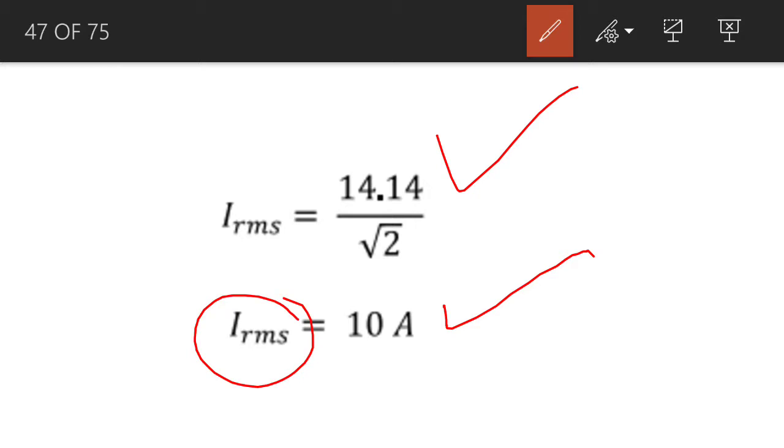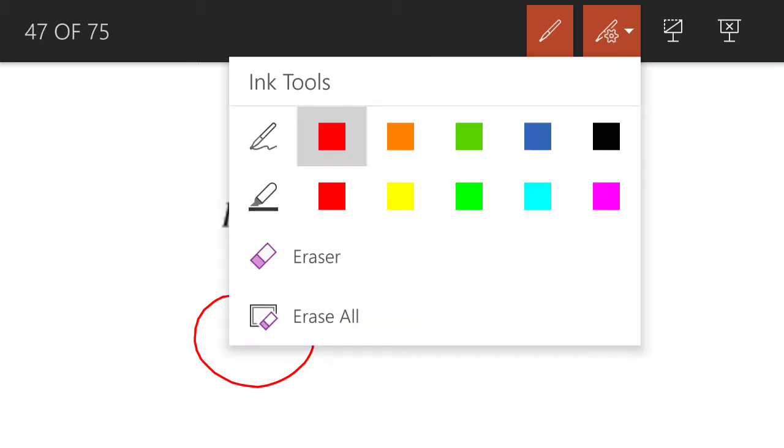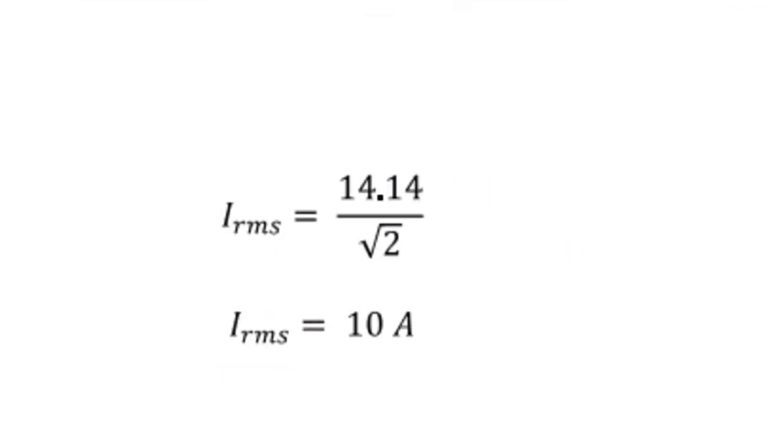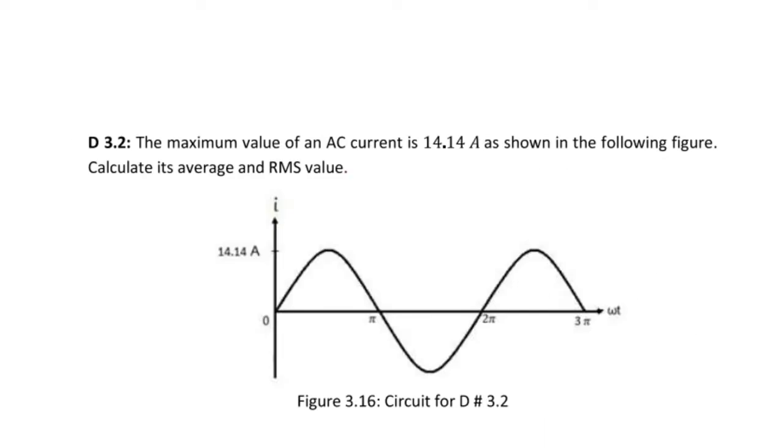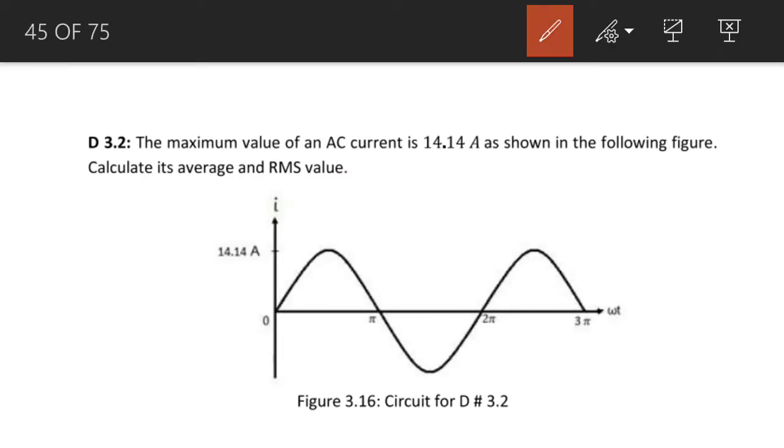Now we are going to calculate the average value of the AC current, and keep it in your mind that for the calculation of the average value, we consider the positive half cycle of this AC current only. We will integrate this current from 0 to pi, and we will divide it by pi. We don't consider the full cycle of the AC current for the calculation of the average value.